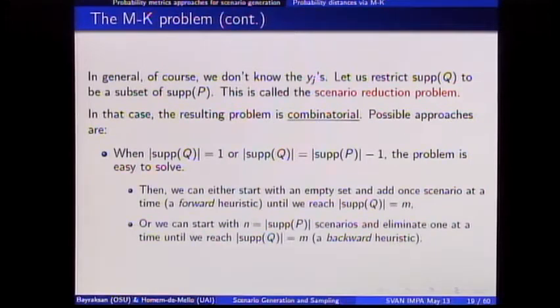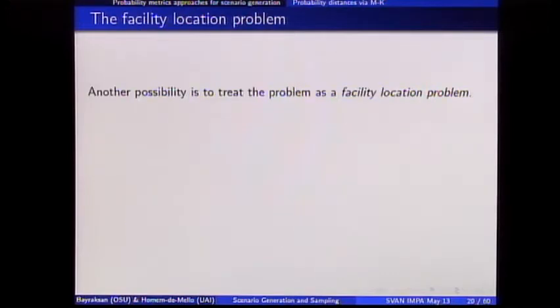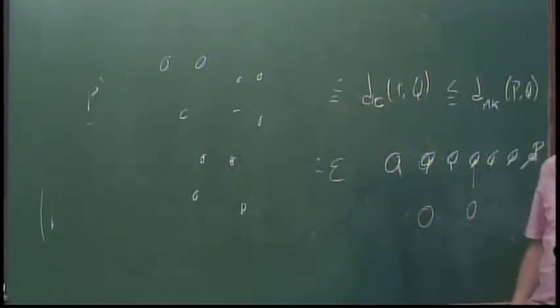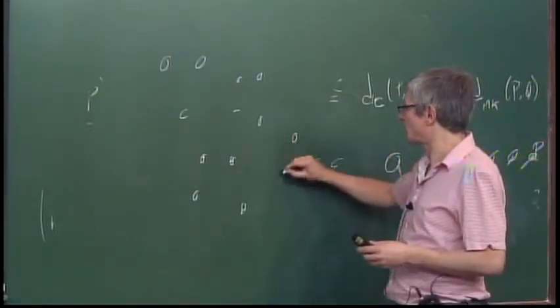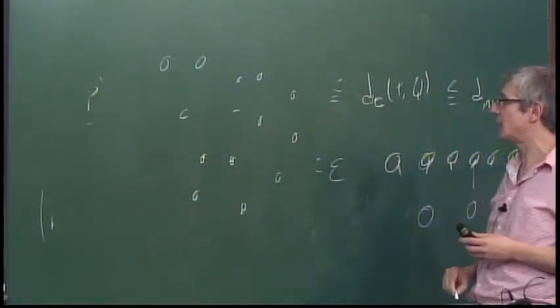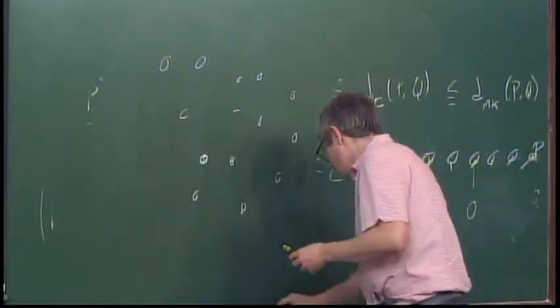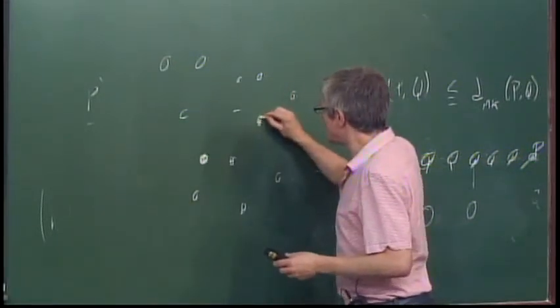Another option, of course, is trying to solve the combinatorial problem. You can model this as a facility location problem. So what is a facility location? That's a well-known problem in combinatorics, where you have many cities here, and you want to find where to place, like, a store. So you want to open two stores. Where should you put those stores? Maybe here, or maybe you want to put one here and one here.